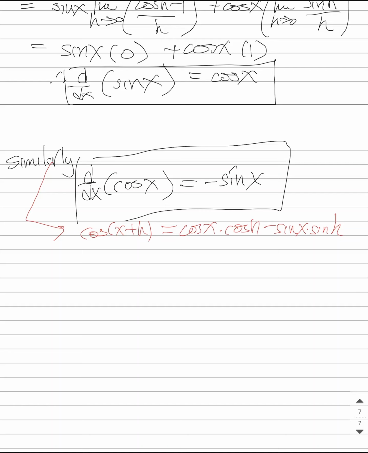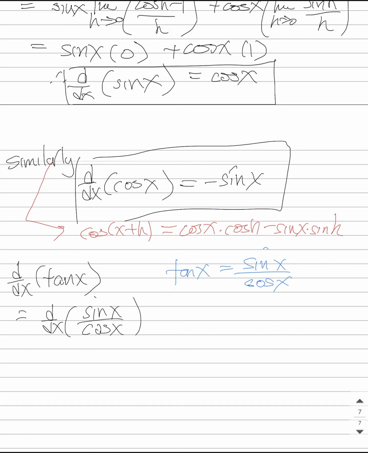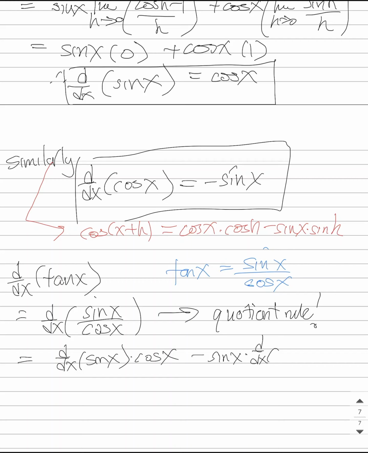Now, this is also a special moment in the course because we've got enough in the way of tools and rules to be able to start coming up with more derivative shortcuts without the limit definition. For example, if I wanted to take the derivative of the tangent function, remember that tangent can be defined as sine of x divided by cosine of x. And so I could then pose this question as saying, what is the derivative of this quotient? And if you've been doing your homework, you know that you can use the quotient rule. And so using the quotient rule, you take the derivative of the top multiplied with the bottom, subtract the top function multiplied with the derivative of the bottom, all over the bottom function squared.